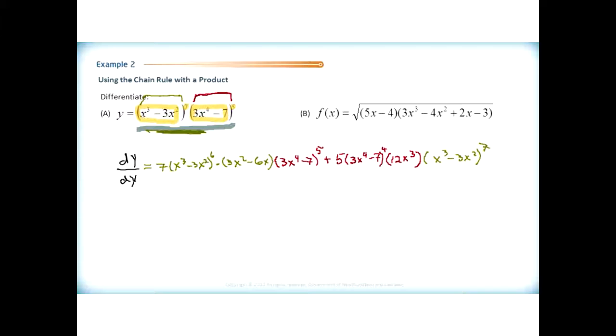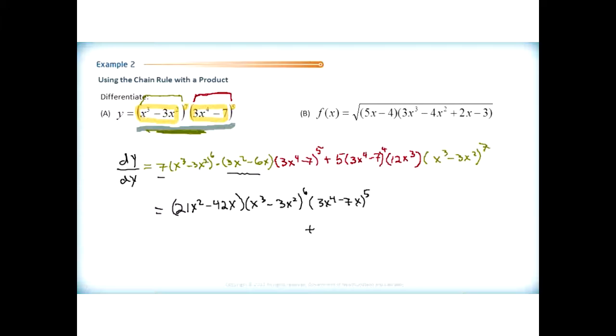Obvious simplifications. I'm not going to raise any binomials to the power of 6 or 4 or 7 or anything for this. So I'm just going to do the obvious simplification. Maybe the 7 can get multiplied by this binomial, and so I have 21x squared minus 42x. And then I'll just collect the other two and write them beside it: (x cubed minus 3x squared) to the power of 6, and (3x to the power of 4 minus 7) to the power of 5.